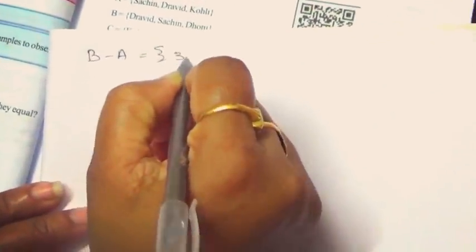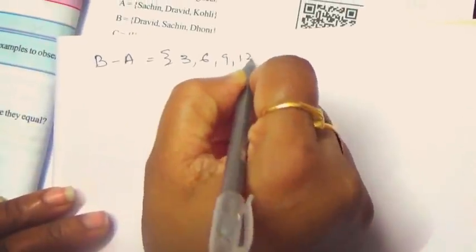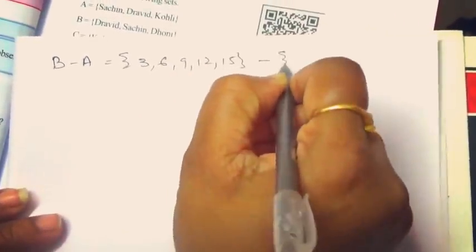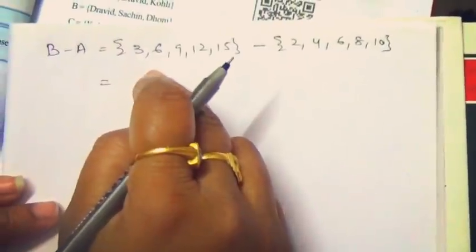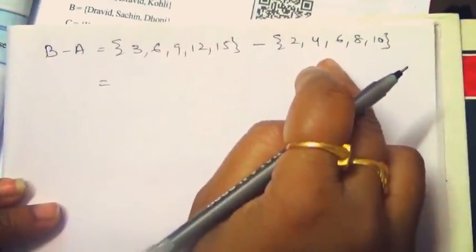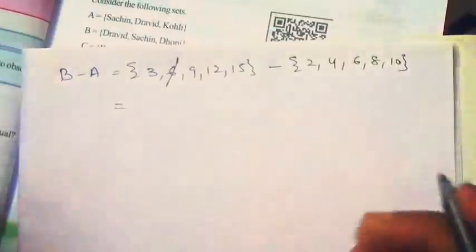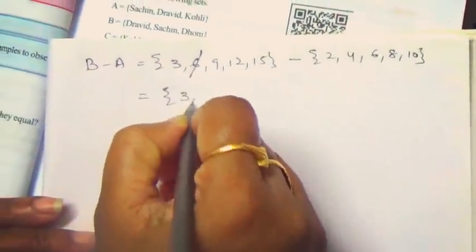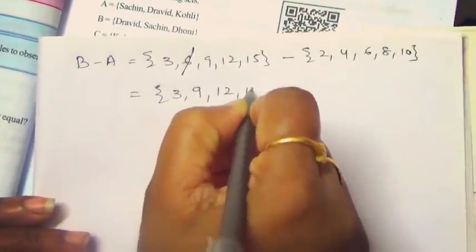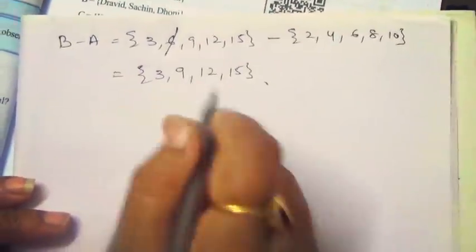Then you have to find out B minus A also. B minus A. What is B first? {3, 6, 9, 12, 15}, minus {2, 4, 6, 8, 10}. So you have to strike out the elements which are present in A, right? 6 is there, you just strike it out. Is any other element there? No. So you just write all the remaining elements: {3, 9, 12, 15}. That was the solution.